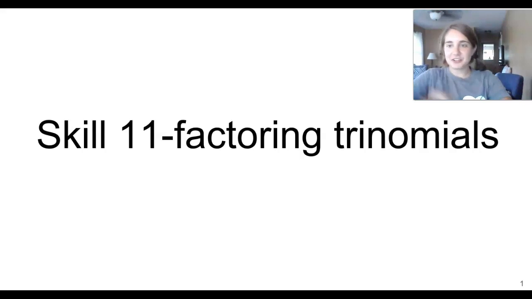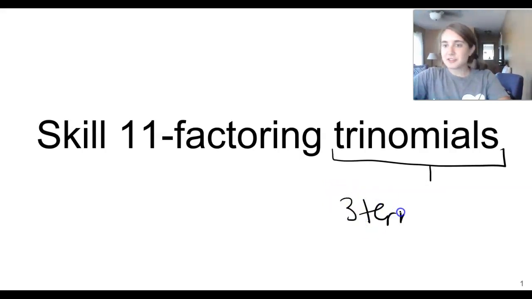This is skill 11, factoring trinomials. So trinomials means three terms. Think of a tricycle means three. So it means three terms. And we're gonna go ahead and get started. So make sure your notes are out, page numbers are at the bottom of the screen. Let's go ahead and begin.